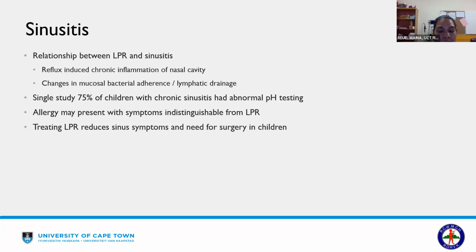with patients who have LPR, and sometimes it's difficult to distinguish patients who have allergic rhinitis with adenoidal hypertrophy and patients who have LPR with adenoidal hypertrophy. Although in this study specifically, they showed that patients that were treated with acid suppression did have a decrease in sinus symptoms and a decrease in need for surgery in children, specifically looking at adenoidectomies.